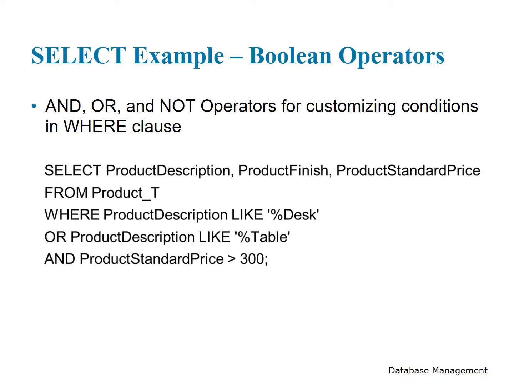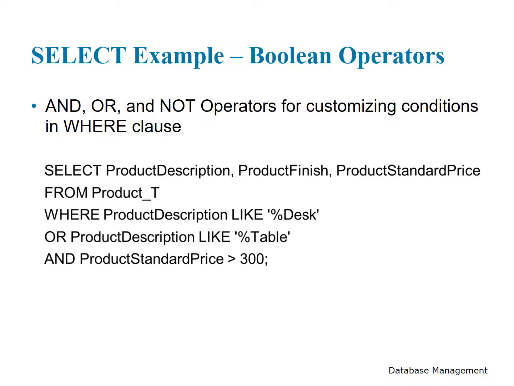The where clause in the query has tests for 3 conditions. It lists the product name, finish, and standard price for all desks and all tables that cost more than $300 in the product table. The LIKE operator allows you to compare strings using wildcards. For example, the percentage wildcard in '%desk' indicates that all strings that have any number of characters preceding the word desk will be allowed.